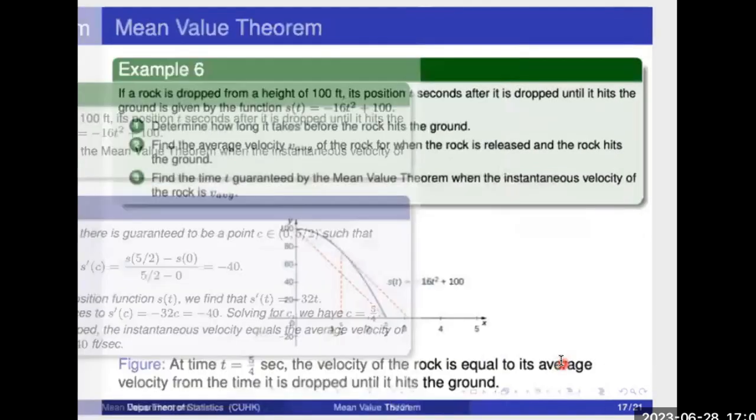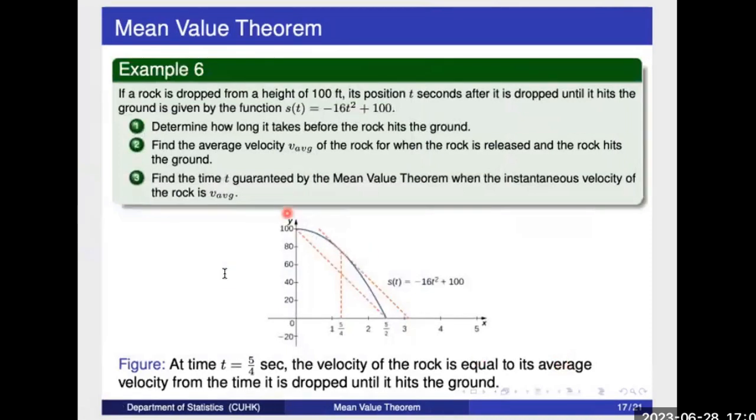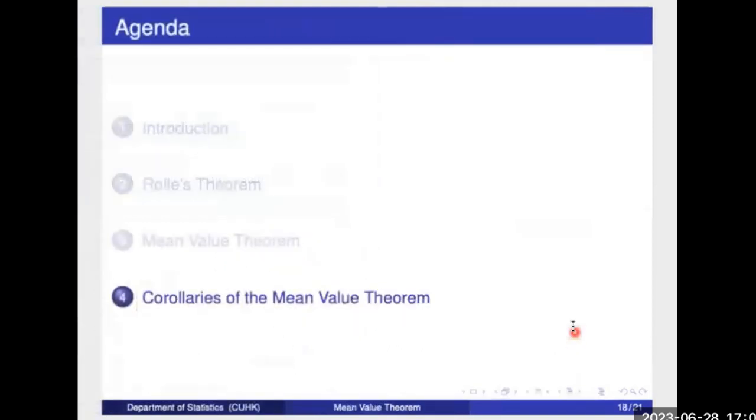The figure displayed illustrates the velocity graph of the rock over time. At t equals 5/4 seconds, the velocity of the rock corresponds to its average velocity from the moment of release until it reaches the ground. Now, let's highlight two corollaries of the mean value theorem that are worth mentioning.